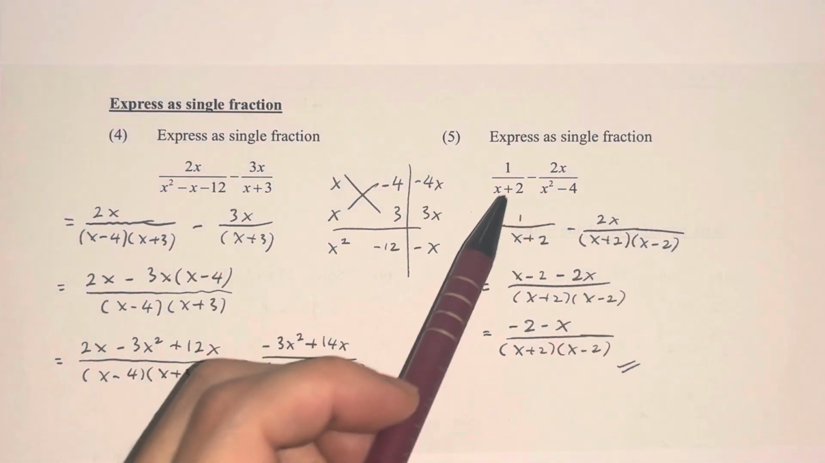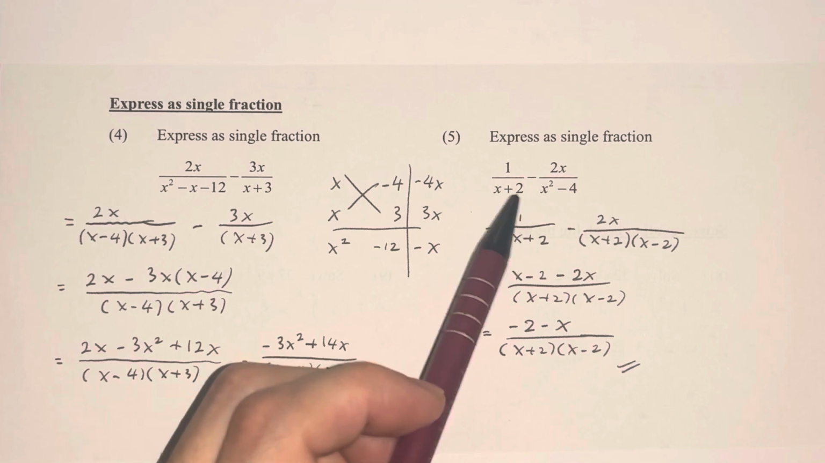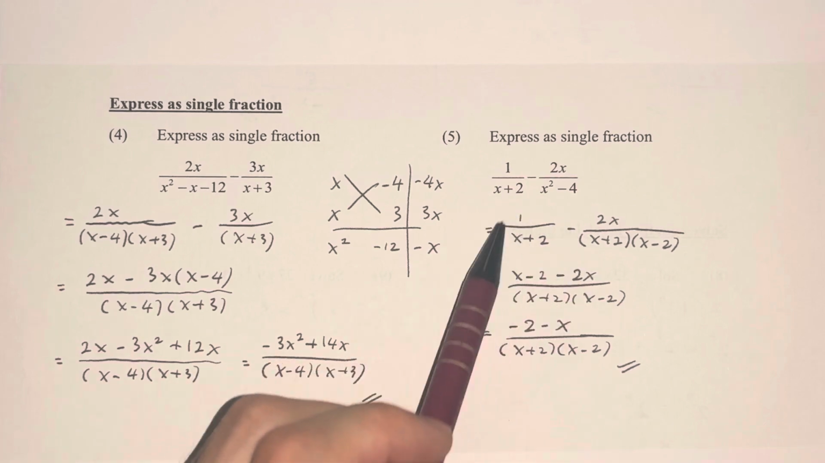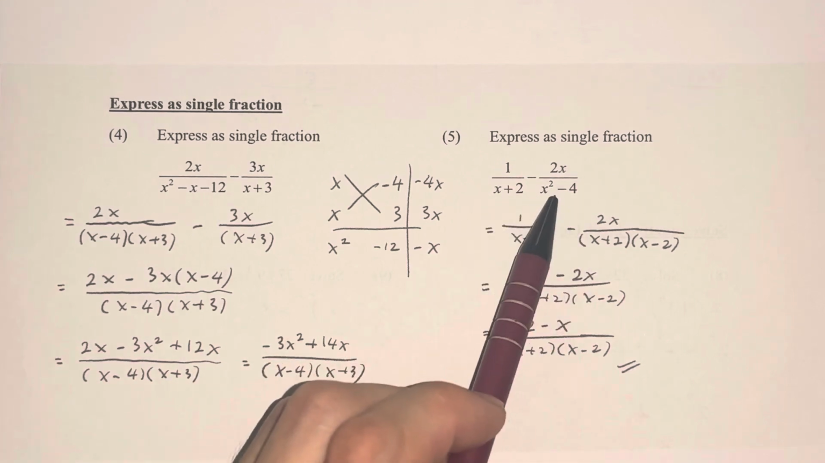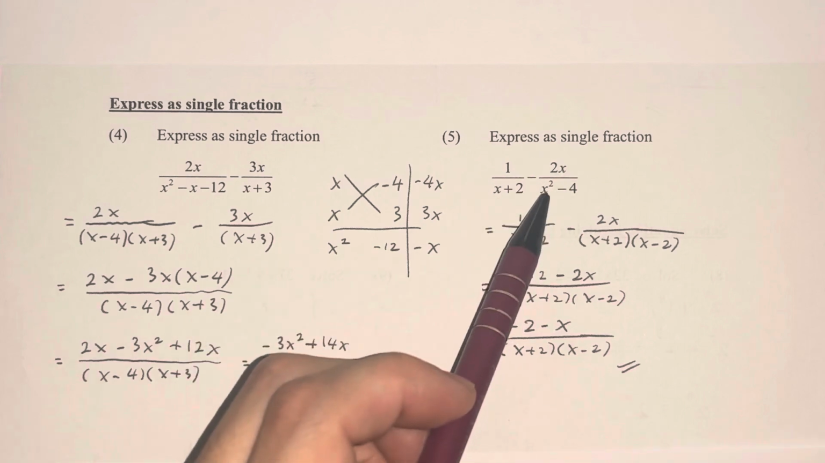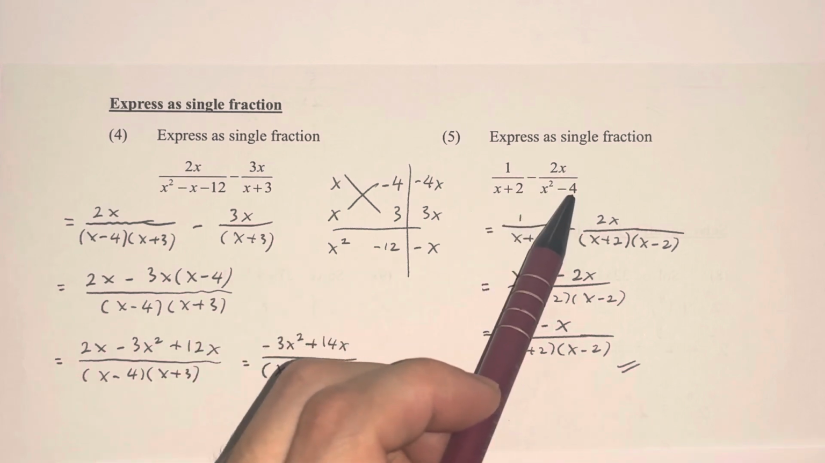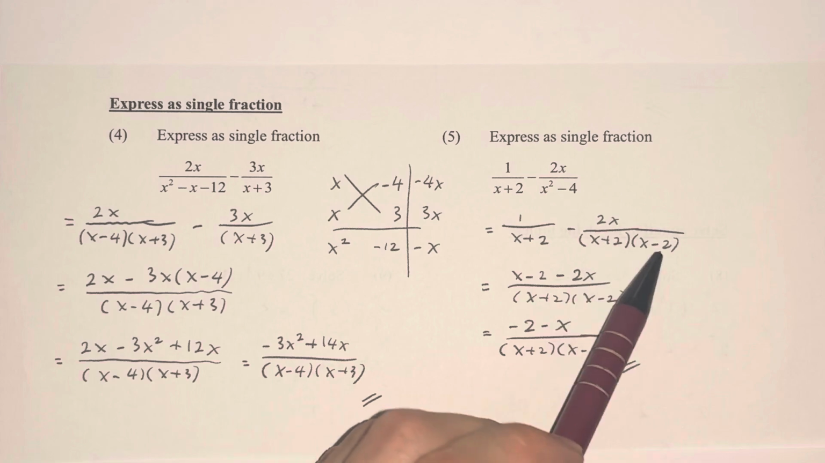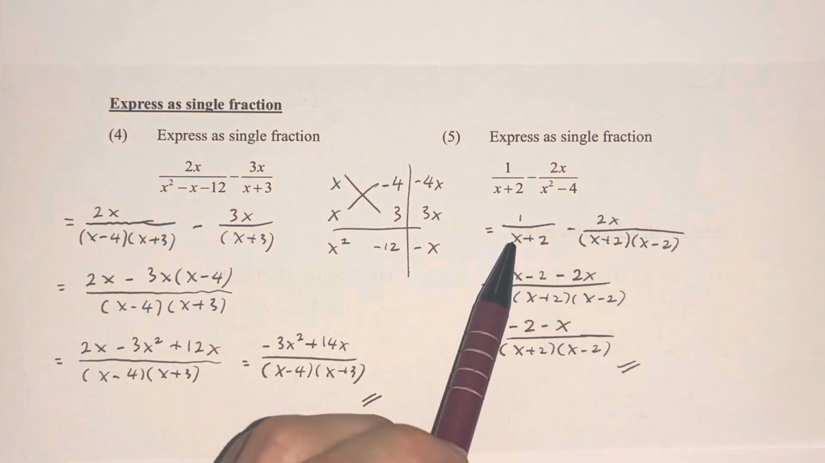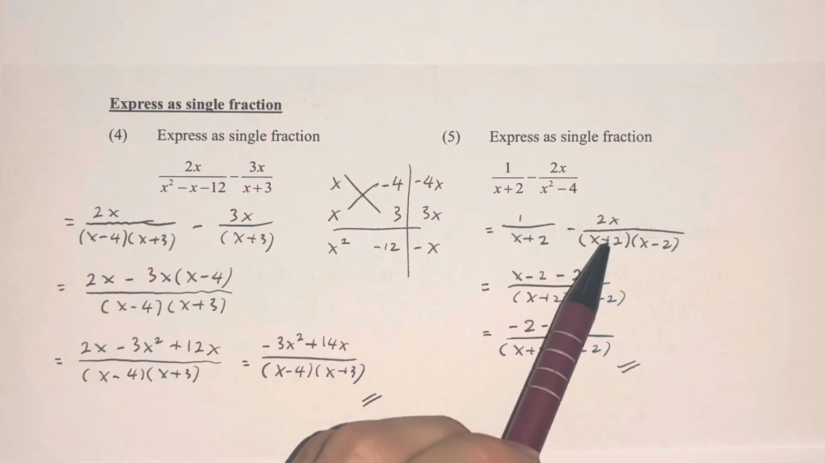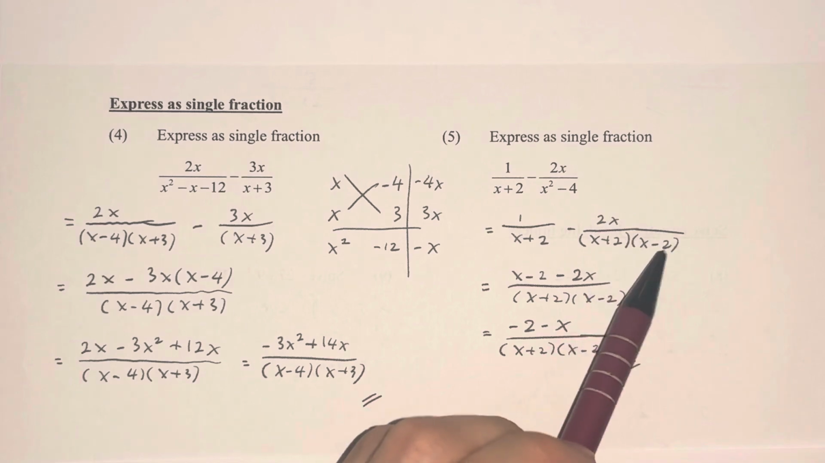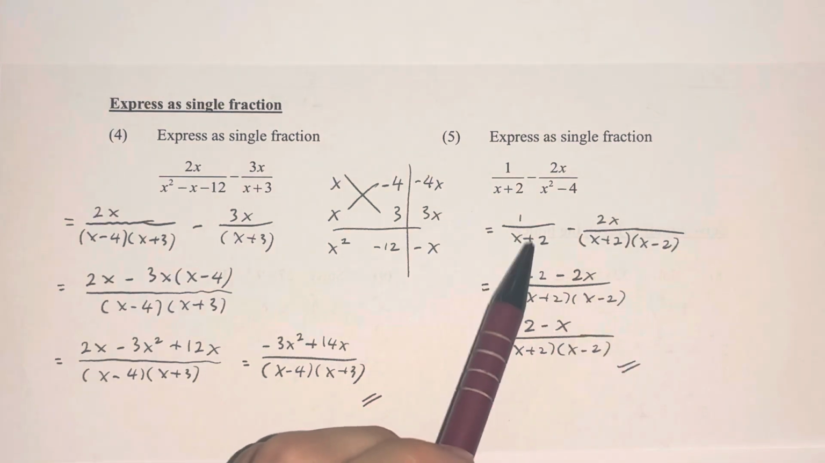So again, the tactic is to factorize everything. So cannot factorize, I leave it. This one, it is actually a squared minus b squared. So this is x squared minus 2 squared. That's why it is x plus 2, x minus 2. Then at this point, x plus 2, x plus 2. So this is short of x minus 2. So this fraction is short of x minus 2.